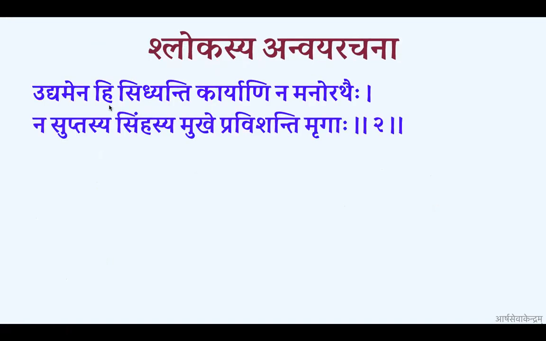So let's take something that is very familiar to us. Udyamena hi siddhanti karyani na manorathaihi na suptasya simhasya mukhe pravishanti mrugaha. First step is Padacheda. Padacheda, Padavibhagaha. Padavibhaga, both mean the same. Sandhi nasti atra, so we can ignore Sandhi for now. What are the different words here?